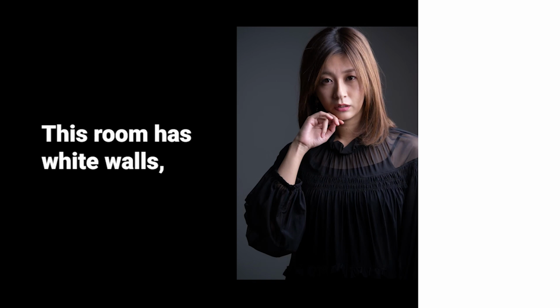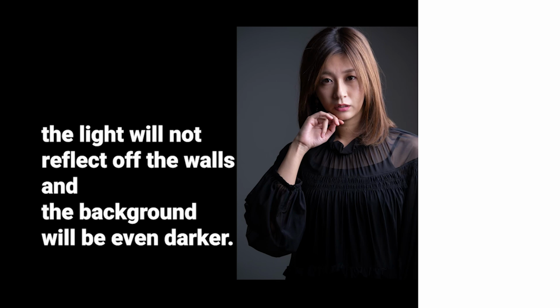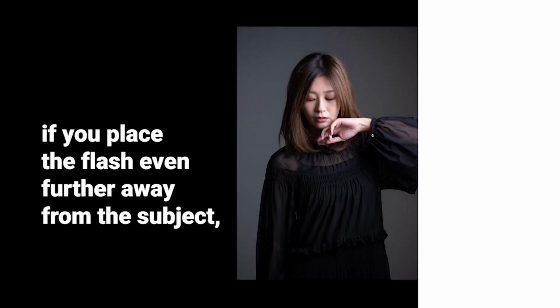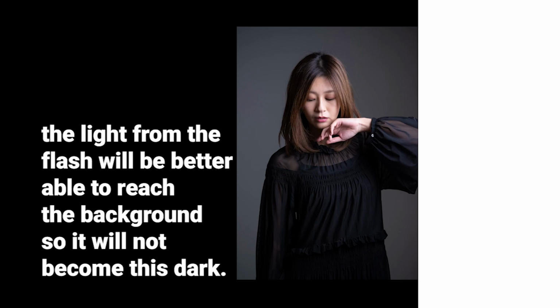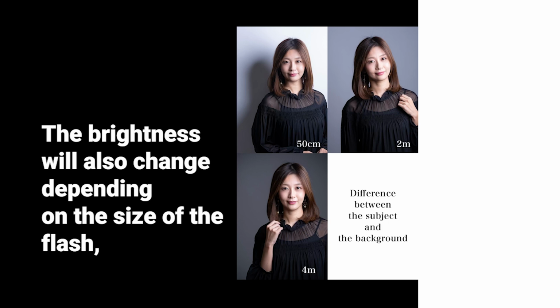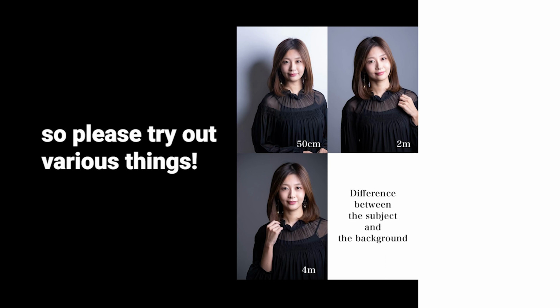This room has white walls, so when taking a photo in a black room, the light will not reflect off the walls and the background will be even darker. Also, if you place the flash even further away from the subject, the light from the flash will be better able to reach the background, so it will not become this dark. The brightness will also change depending on the size of the flash, so please try out various things.